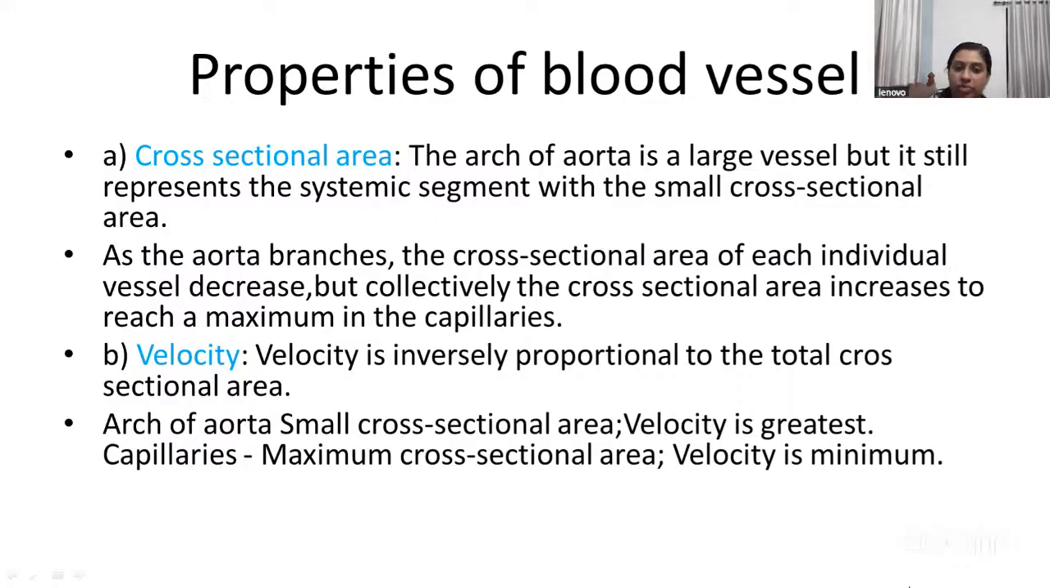Next is velocity. The velocity is inversely proportional to the total cross-sectional area. When a given amount of blood is traveling through a larger cross-sectional area, the velocity is reduced. So in the arch of aorta, there is a small cross-sectional area and hence the velocity is greatest. And in the capillaries, there is the maximum cross-sectional area and hence the velocity is minimum.